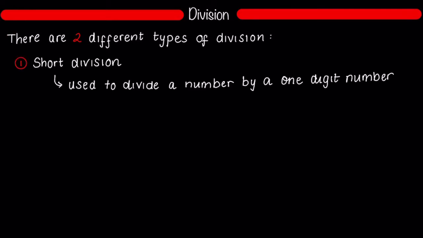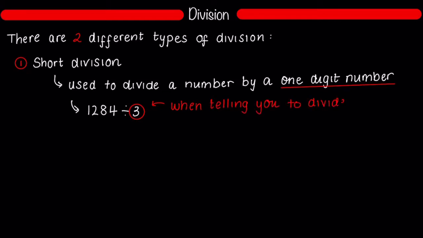Now we need to know that there are 2 different types of division. First, we have short division. This type of division is used to divide a larger number by a 1-digit number. As an example, let's take 1284 divided by 3. By highlighting the 3, this is what we mean by dividing by a 1-digit number, so it's obviously a smaller number. When telling you to divide, there are 2 different signs they may use. They may use a typical sign that I have used, which is 2 dots and a horizontal line, or they may use a slash, which looks like this.